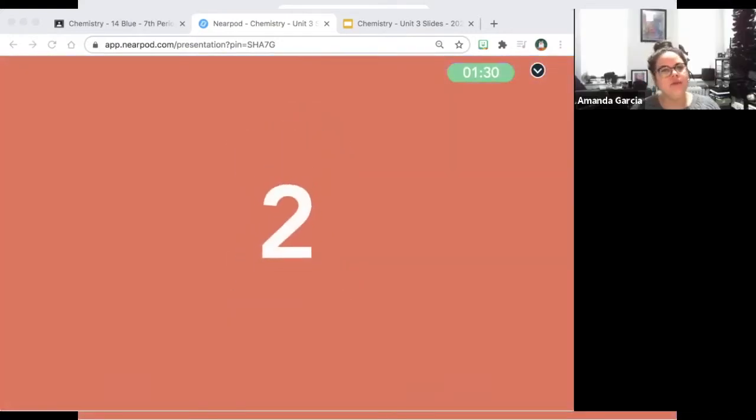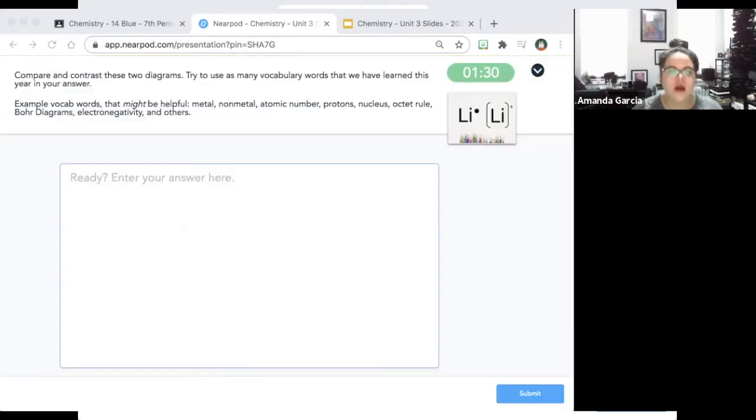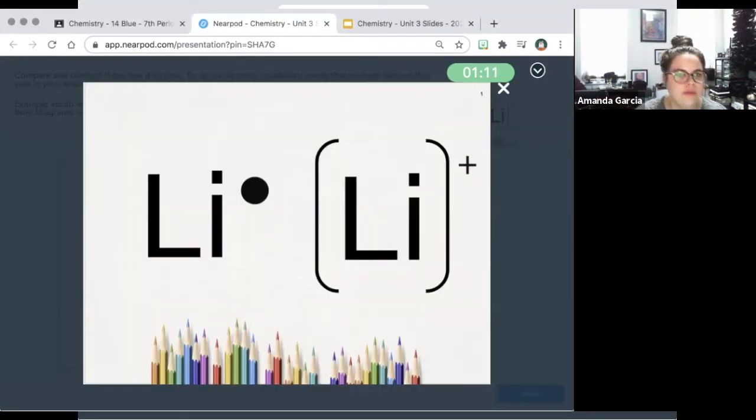Okay, some vocabulary words that might help you are things like metal or non-metal, protons, neutrons, atomic number, octet rule, hint, hint, Bohr diagrams, electronegativity. Think back in your brain, all this vocab that we've learned, compare and contrast these two diagrams. If you need to see the diagram, you can click it on your Nearpod and it will be bigger, or I have it on the big screen on the Zoom call.